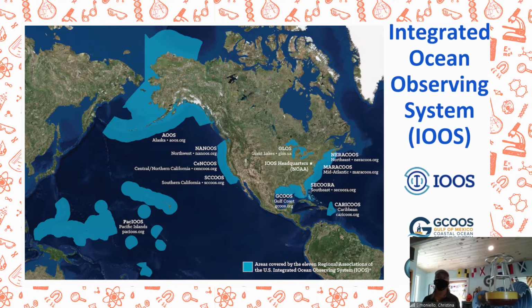The U.S. Integrated Ocean Observing System has 11 regions. My name is Chris, and I'm with the Gulf of Mexico region, and I'm going to introduce you to two of my colleagues, and they're going to help me teach you some information about the observing system today. Hi everyone, I'm Abby Wakely. I work with SOCORA, which is the Southeast Coastal Ocean Observing System. Hi, my name is Grant Craig, and I'm with the Gulf of Mexico Coastal Ocean Observing System.